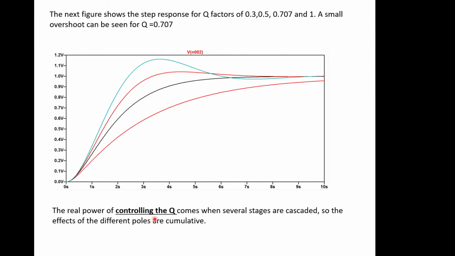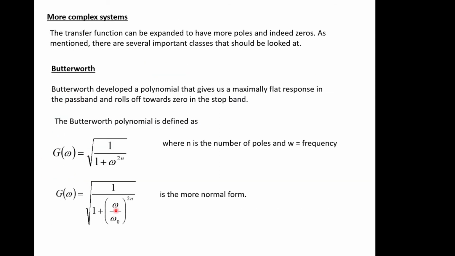But the real power of controlling the Q comes when several stages are cascaded together. So we could take a second order system and cascade that with another second order system, make a fourth order system, and then we've got 4 poles, and that makes for quite an interesting mountain range. And depending on where we position the poles in that landscape with respect to each other, we can get some very interesting frequency responses. And that's where the complicated maths come in. And as it says here, the transfer function can be expanded to have more poles and indeed zeros, but it starts to get more complicated.